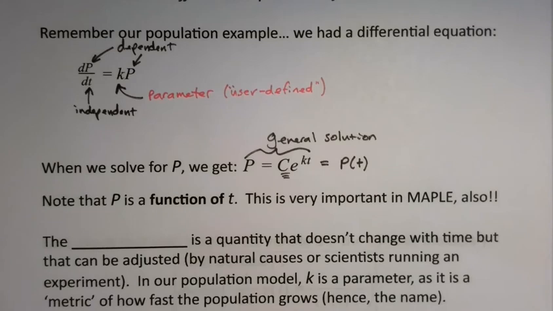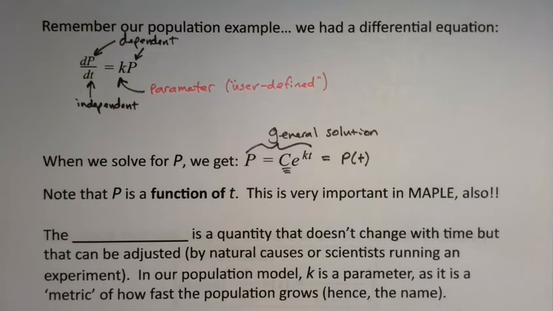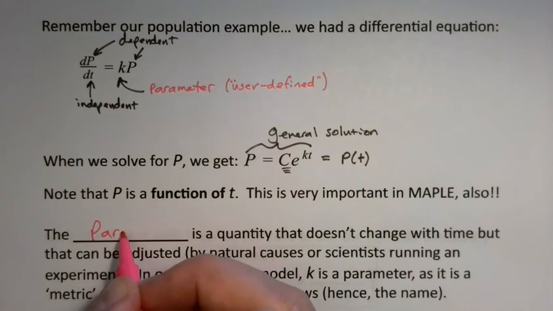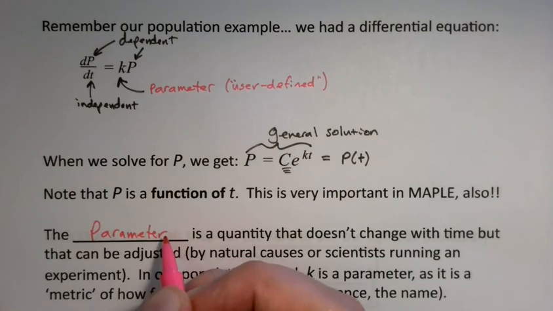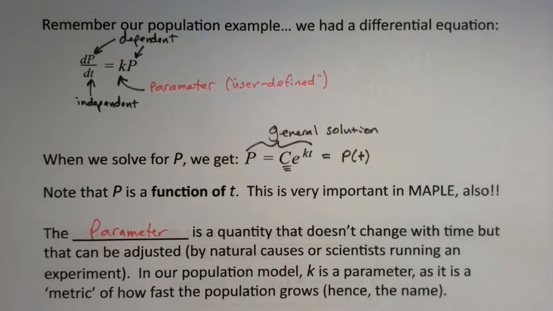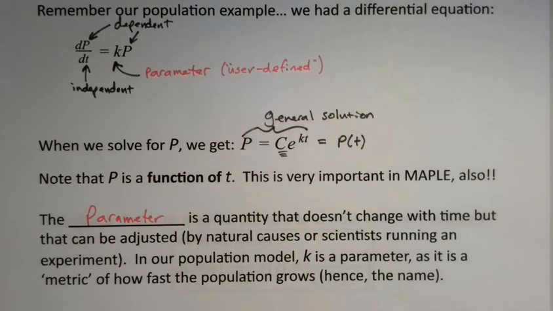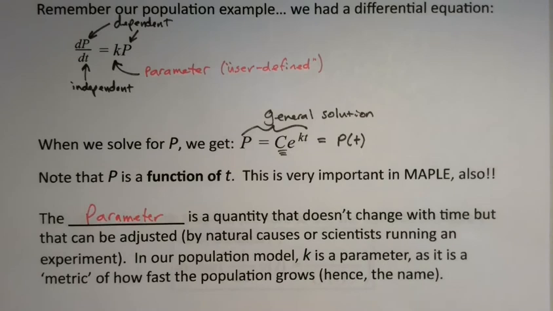So when we solve a differential equation, we can get a general solution. If we had a particular initial condition, we could get a particular solution. And so down at the bottom, it's just a little reminder that when we're talking about the parameter, it is a variable in the sense that it does change, but it doesn't change with time. It can be adjusted. Right? It's just a metric, and that's where the name comes from, parameter, the metric of how fast the population grows.